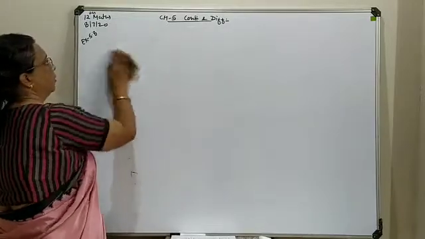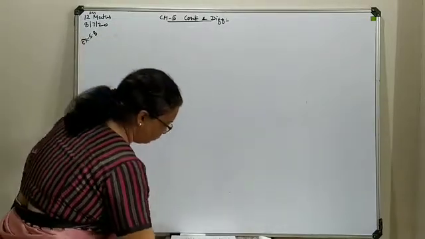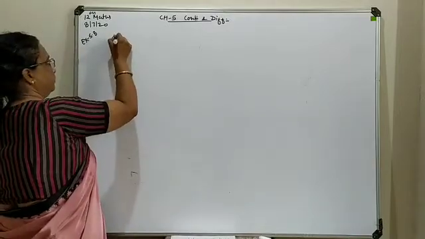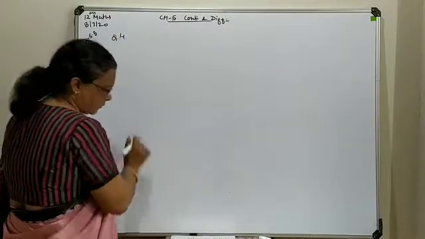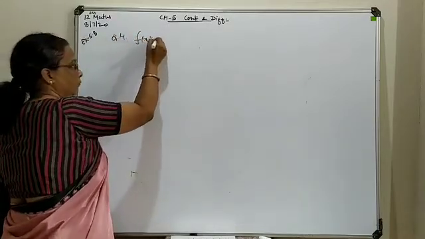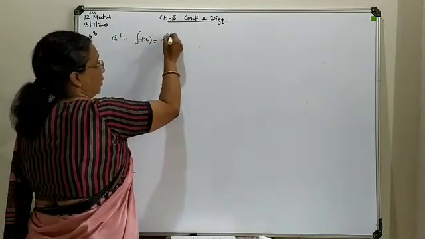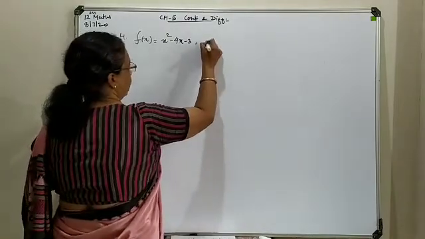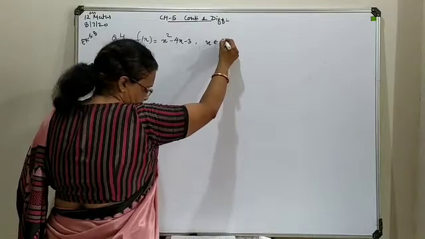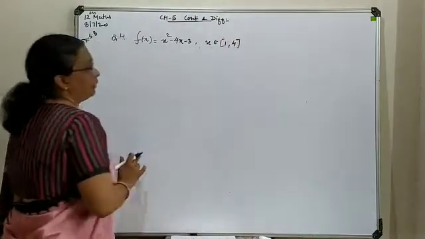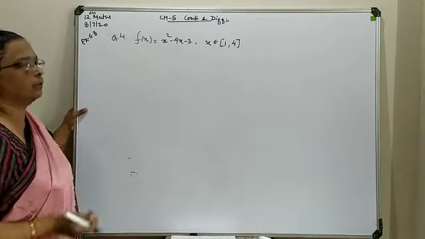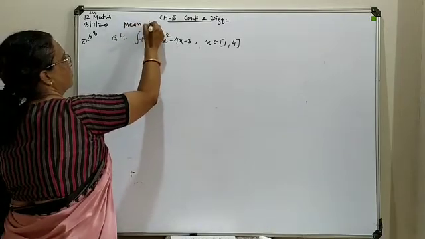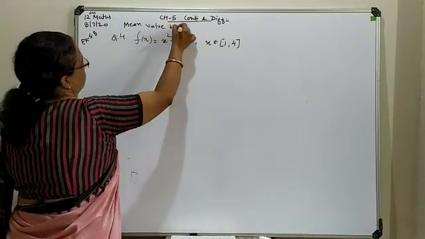In order to attempt a question based on the mean value theorem, we move toward question number 4, in which your function is available as f(x) = x square minus 4x minus 3 for interval x belongs to [1, 4]. Here, indirectly, the values of a and b are given, so we can form an interval. Now this is based on the mean value theorem.